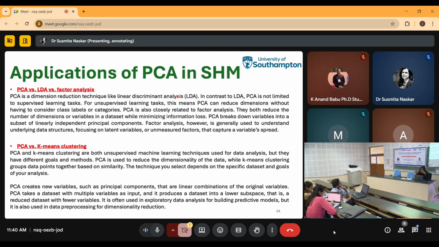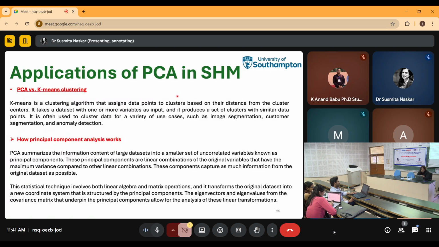Whereas for PCA and LDA, when you have labeled data, then you use LDA, that is, linear discriminant analysis. When you don't have labeled data, meaning you need an unsupervised dimension reduction method, that's when we use PCA.